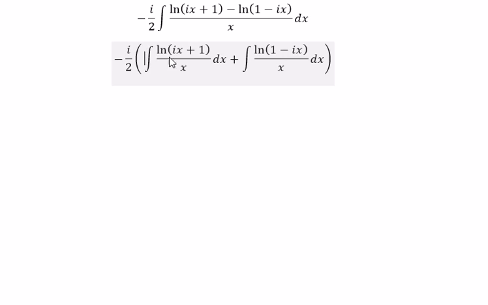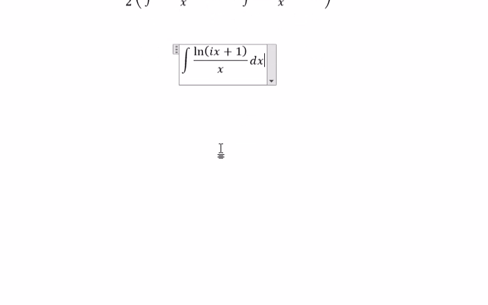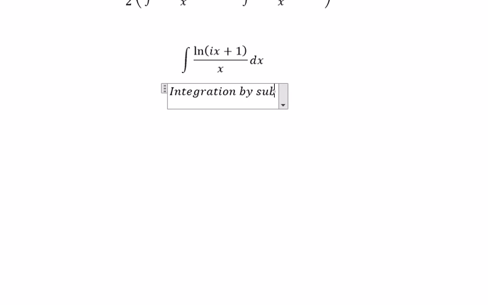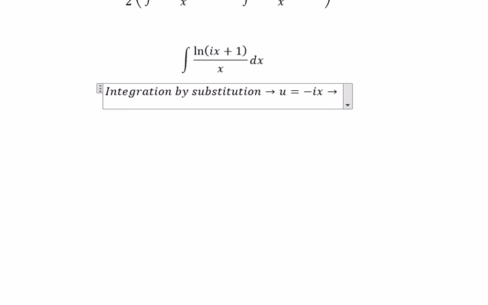Now I go to the first one. So I need to use integration by substitution. So we put u equal to negative is. So in this situation we got negative u equal to is.